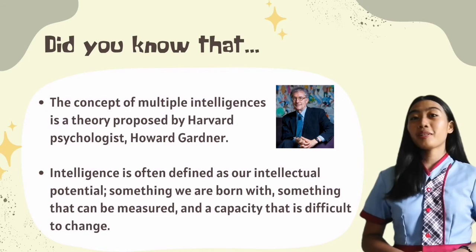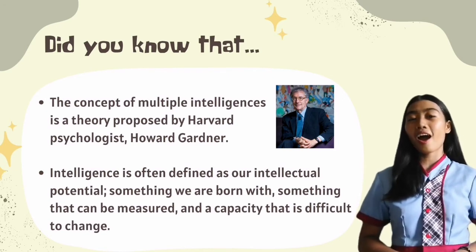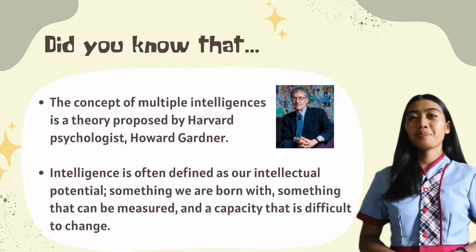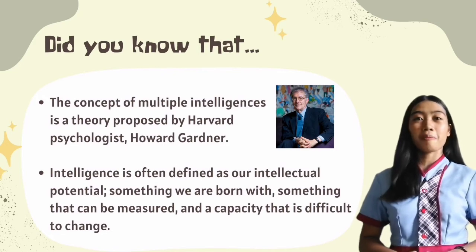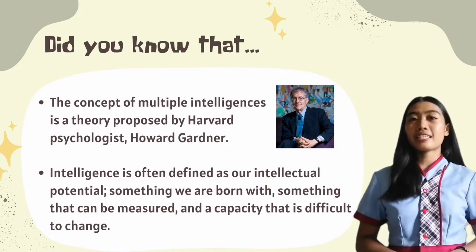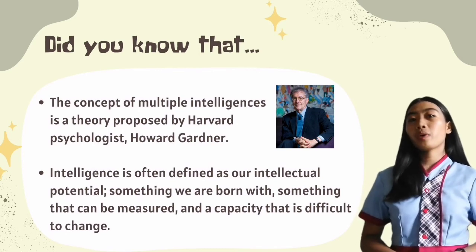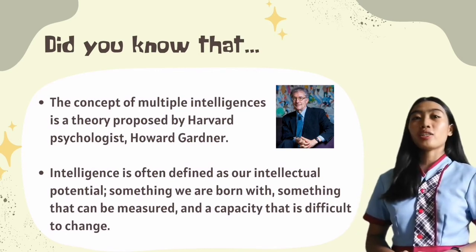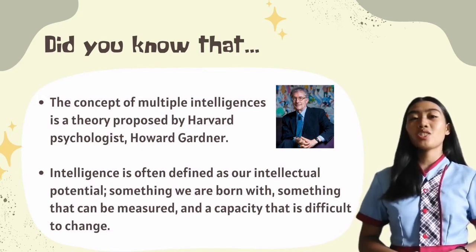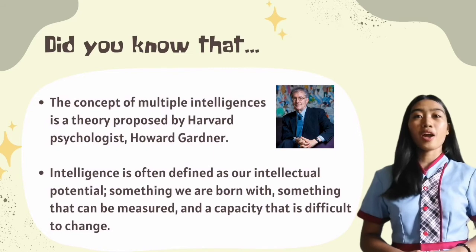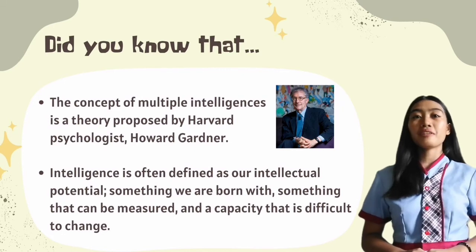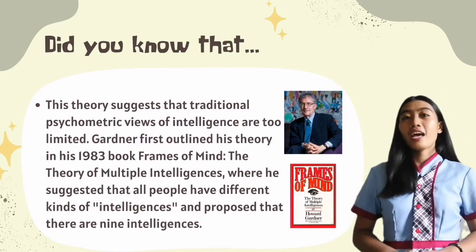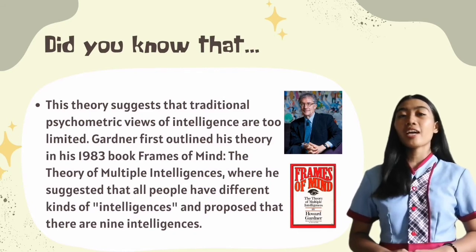The concept of multiple intelligences is a theory proposed by Harvard psychologist Howard Gardner. When you hear the word intelligence, the concept of IQ testing may immediately come to mind. Intelligence is often defined as our intellectual potential, something we are born with, something that can be measured, and a capacity that is difficult to change. In recent years, however, other views of intelligence have emerged, including Gardner's suggestion that multiple different types of intelligence may exist. This theory suggests that traditional psychometric views of intelligence are too limited.